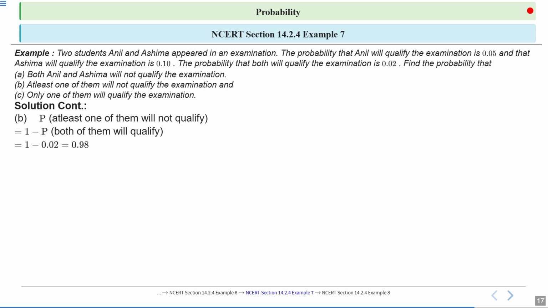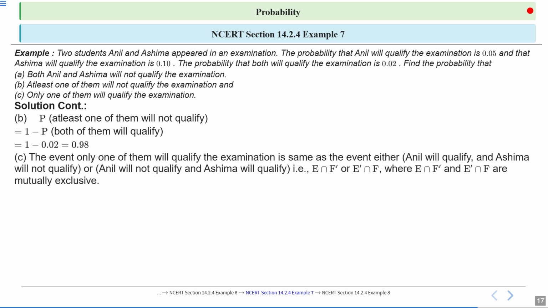Simple calculation. And now the event that only one of them will qualify the examination is the same as the event that either Anil will qualify and Asima will not qualify, or Anil will not qualify and Asima will qualify. That is, you can write it as E intersection F complement, or E complement intersection F, where E intersection F complement and E complement intersection F are mutually exclusive events.